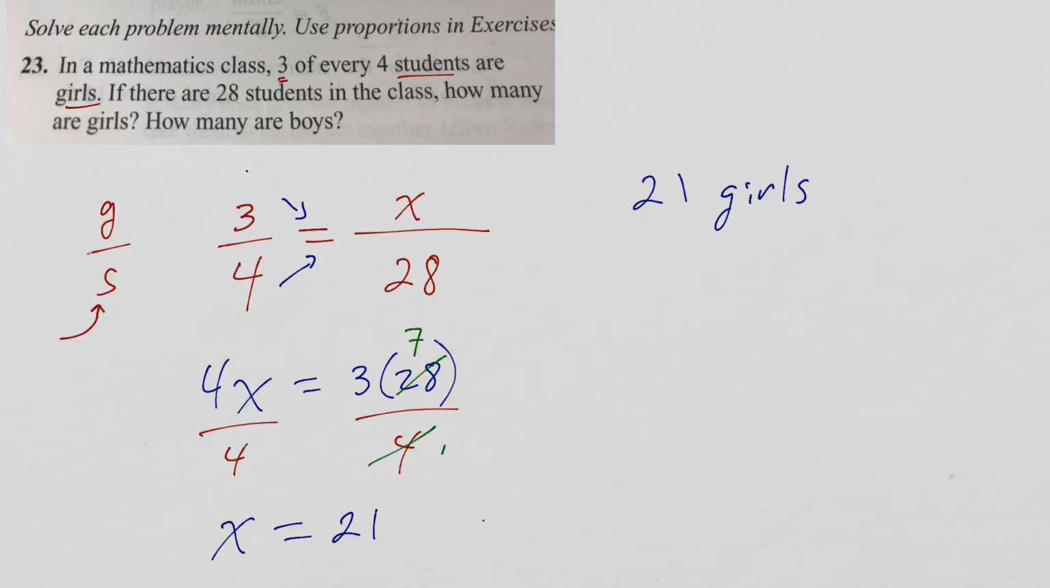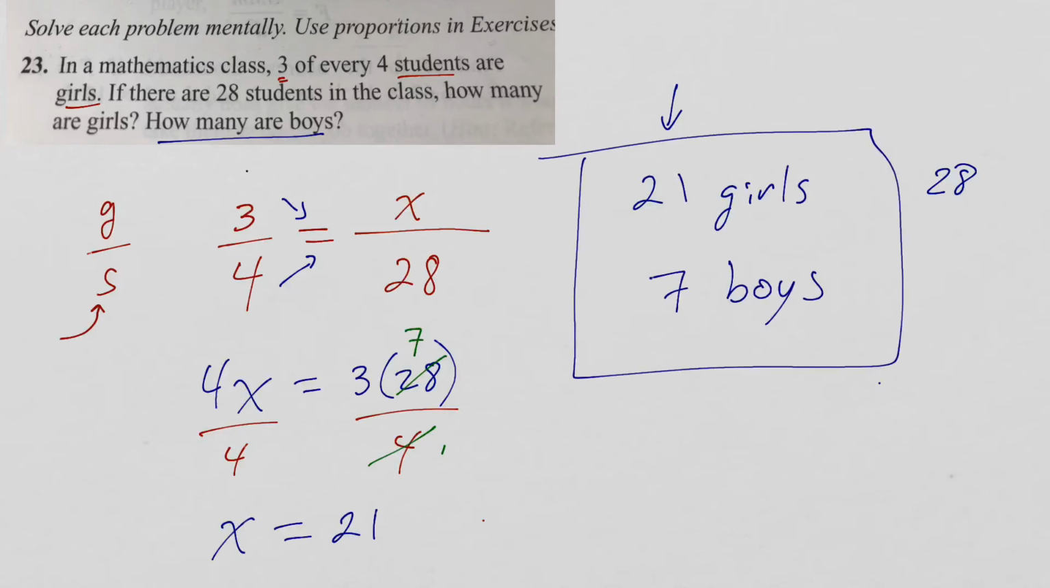The question is, well, that's one of the answers, how many girls? How many boys are there? Well, if there's 28 students and 21 of them are girls, that must mean that there are 7 boys. And that's the whole answer.